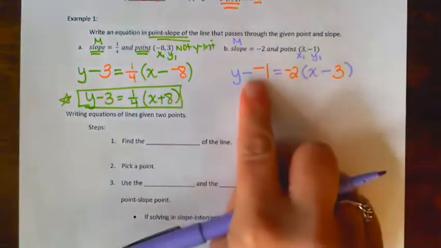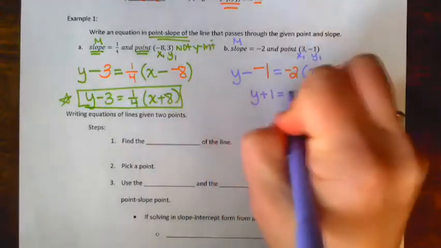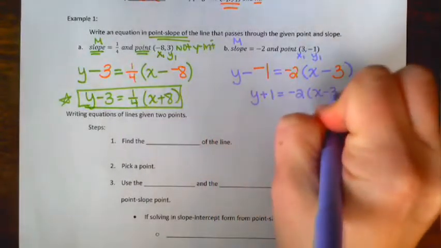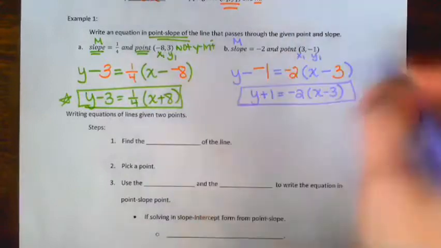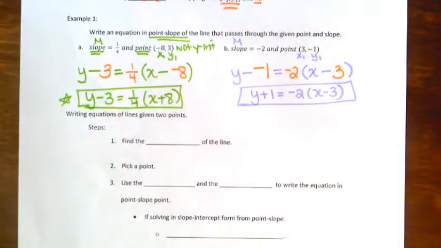Now, the only thing I'm going to clean up: 2 negatives always make a positive. And this is in point slope form. You answered the question, you wrote an equation in point slope form, you were done. You have nothing else to do.